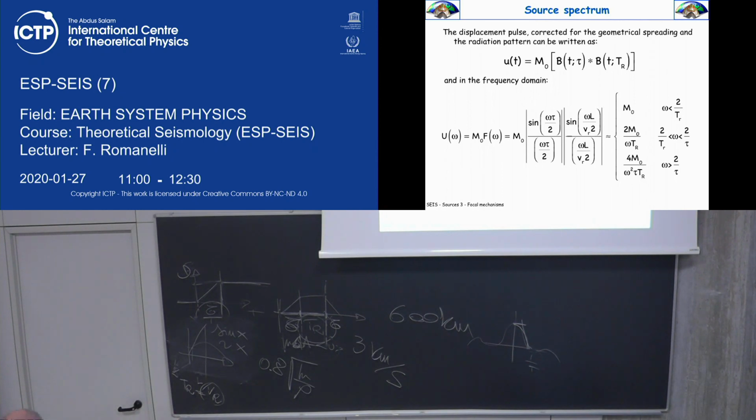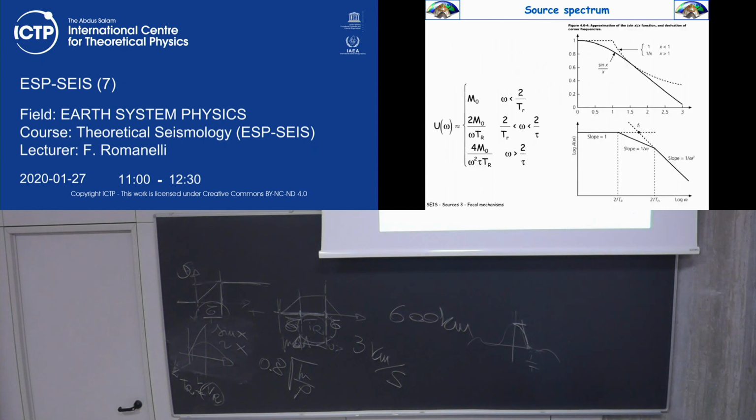Then we will have a different regime from 1 over TR and 1 over tau. And then we will have a different regime when we are at frequencies larger than 1 over tau. And this is the conclusion. But wait a second, there is a helper here.